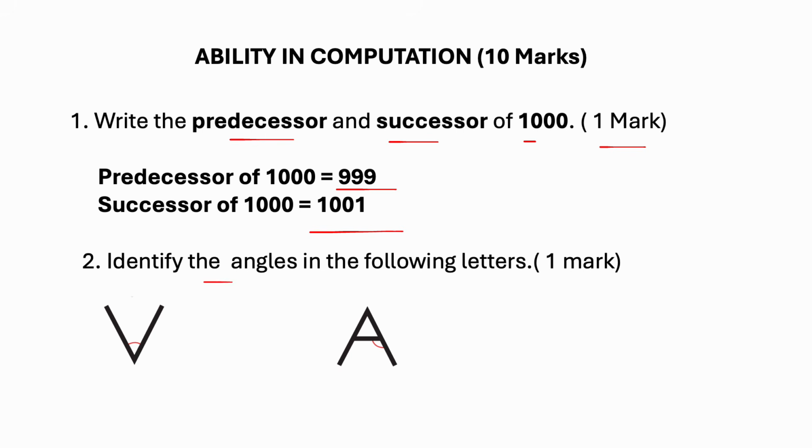Then identify the angles in the following letters. See the first letter here, an angle is marked here. This angle is an acute angle. This is less than right angle. The next one, see the alphabet A here, one angle is marked. This angle is greater than a right angle, so it is an obtuse angle.